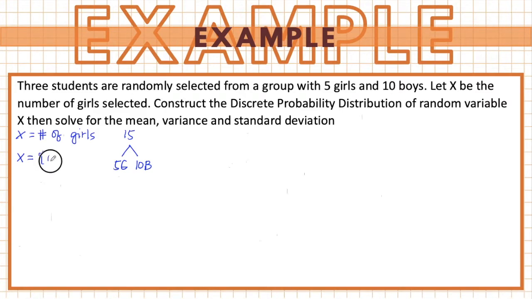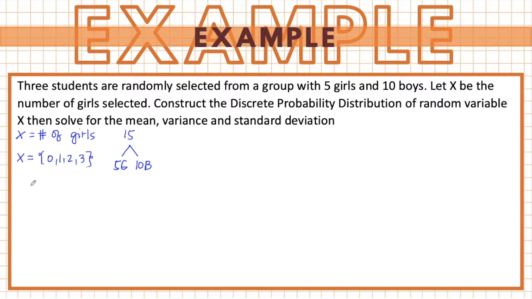So the values will be 0, 1, 2, and 3. Okay, so it is possible na sa tatlong estudyante na kukunin natin from this group, walang girls. It is also possible na may isang girl, dalawang girls, and then tatlong girls. Or meaning lahat ng makuha nating student ay puro babae.